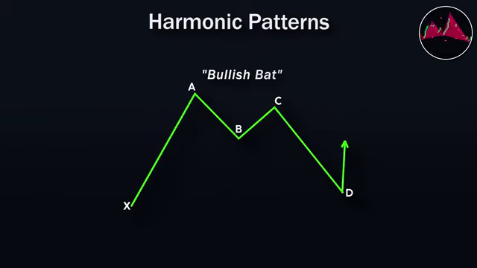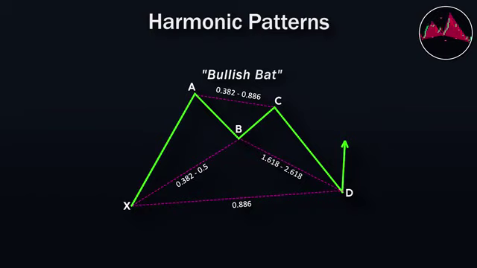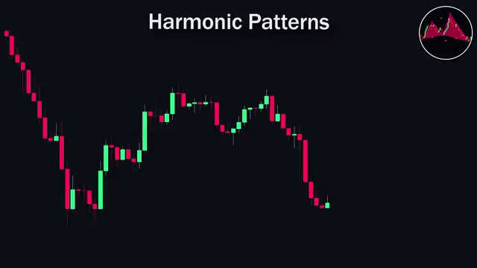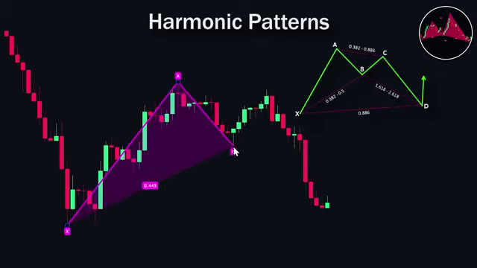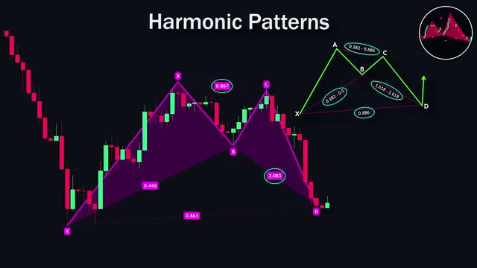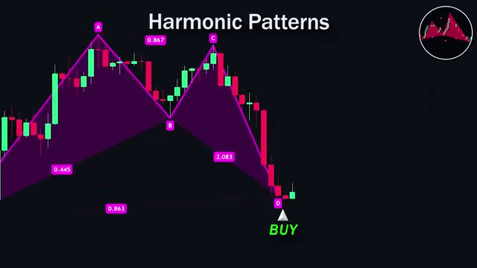For example, point X to point B needs to have a value between 0.382 and 0.5. Point A to C needs to have a value between 0.382 and 0.886. And the same thing works for the other points. Next, these specific guidelines can then be applied onto a real chart. So, if you see a price forming a series of 4 movements, you can apply the harmonic pattern tool to check if the price that formed matches a pattern's guideline. If it does, then you can take a position based on the pattern that formed.